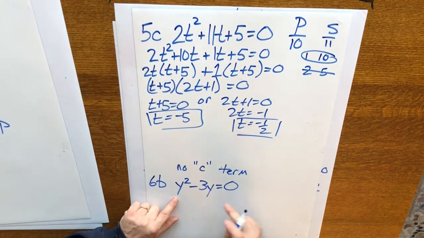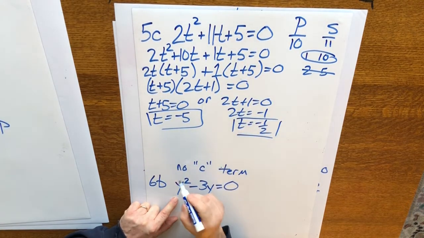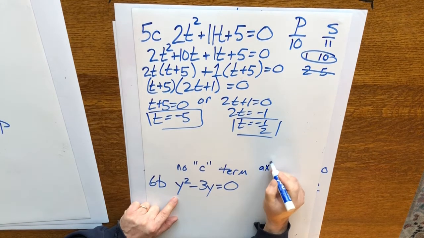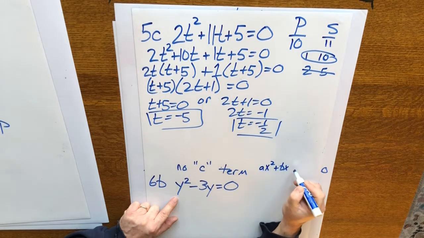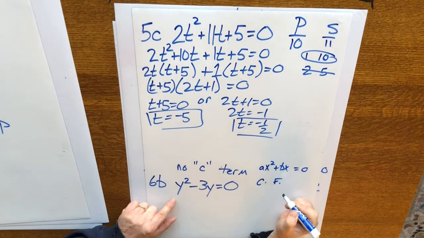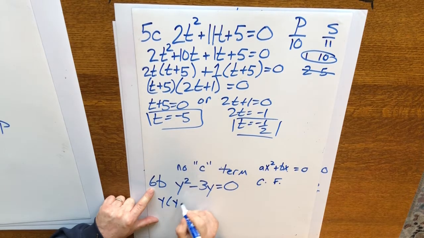This one right here, I want you to notice it doesn't have a number at the end, like a +5 or something like that. So it has the a term and the b term. It's like this: ax squared plus bx equals 0. No c right here. And when it's like that, you always use common factoring. So from this, you can always pull out one of the variables there, a y, and you're left with y minus 3 equals 0. So these ones are a lot easier, but you need to recognize them.